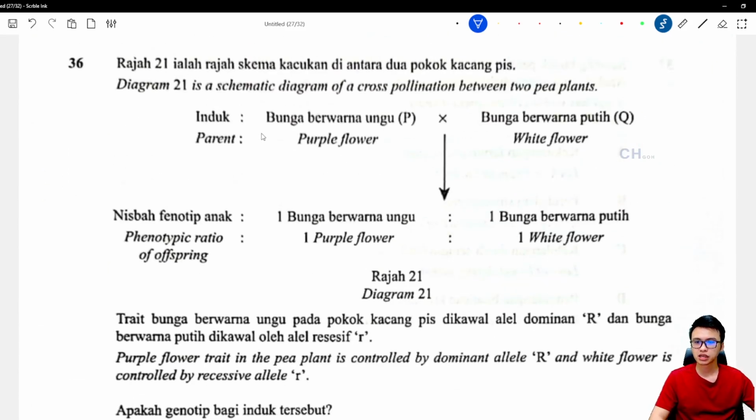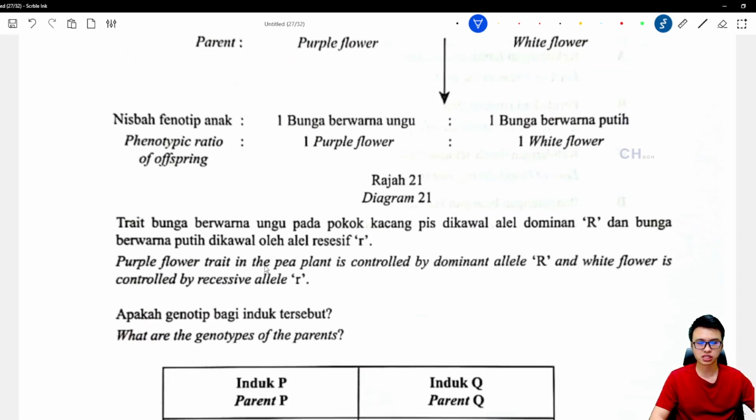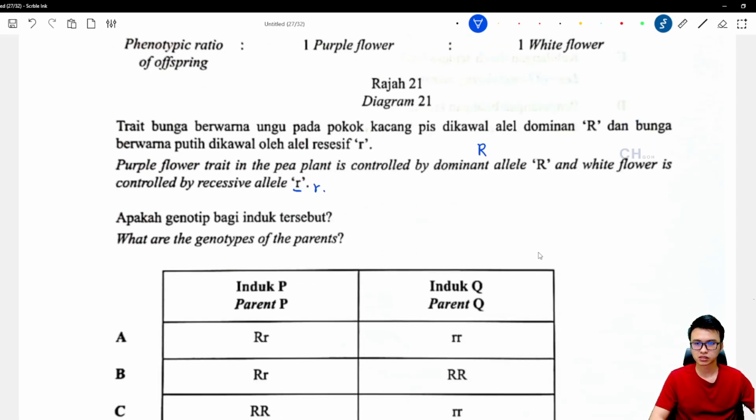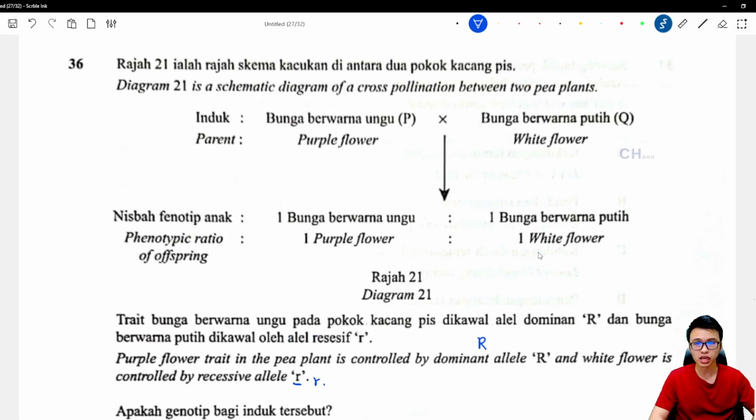Okay, question 36. Diagram 21 is a schematic diagram of a cross-pollination between 2 pea plants, purple plants and white plants. So let's look at the question. The purple flower trait in pea plants is controlled by the dominant allele R. For white flower, it is controlled by the recessive allele, small r. What are the genotypes of the parents? So we look back at these questions. White flower comes from the recessive allele. That means it is confirmed to be 2 small r already.